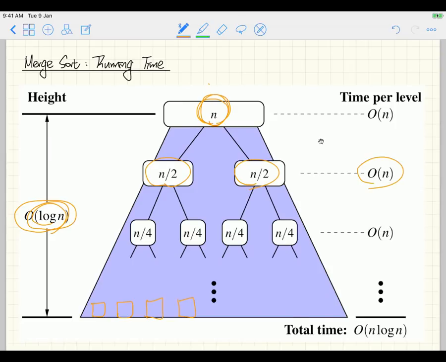Now for an individual level, if I want to merge two lists of size n over 2, it's big O of n. If you want to merge lists of size n over 4, it's also big O of n. So you have big O of n for each level. For each level you have n, and how many levels do you have? You have log n splits. So that's n log n.